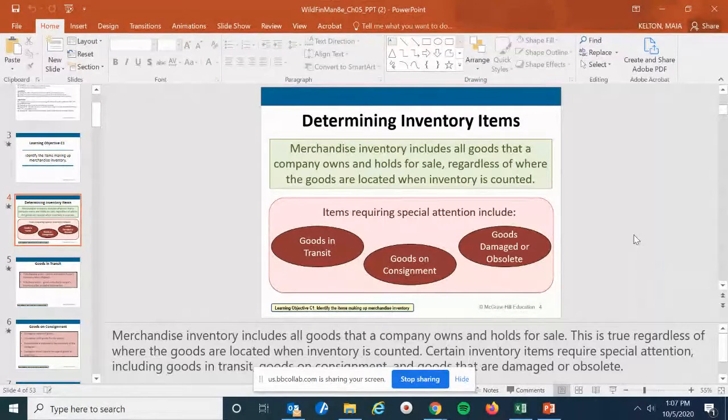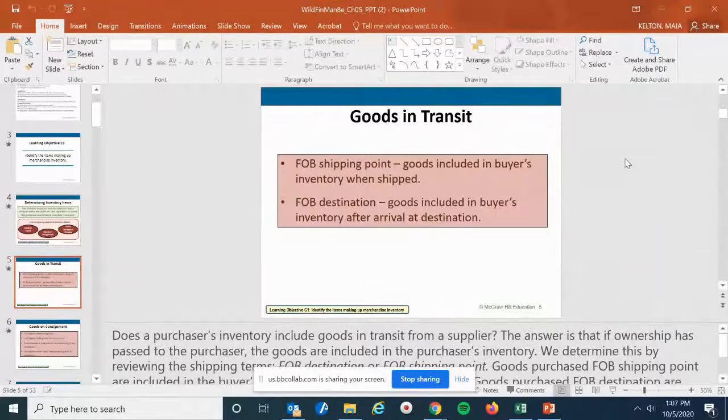So goods in transit is a special item because we have to determine whether or not those goods belong to the company. Some other special items that we'll talk about today are consignment goods and goods that are damaged or obsolete. So when we calculate the value of inventory, we need to look at the transportation costs. And we need to determine whether or not the goods in transit belong to the buyer or they belong to the seller of inventory.